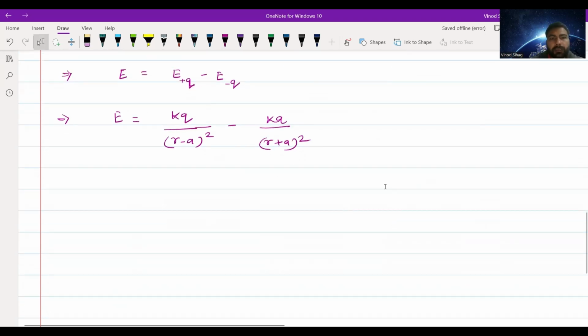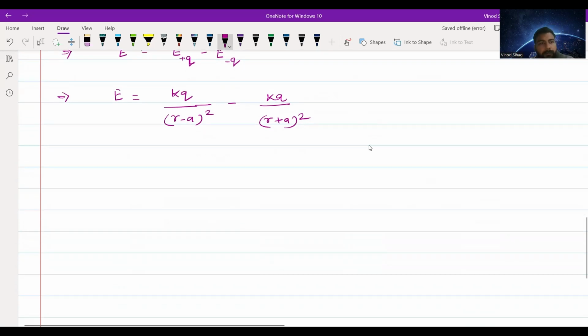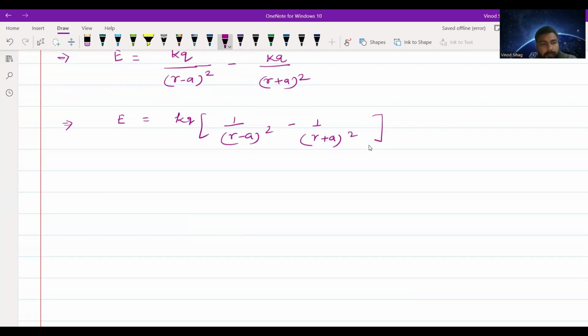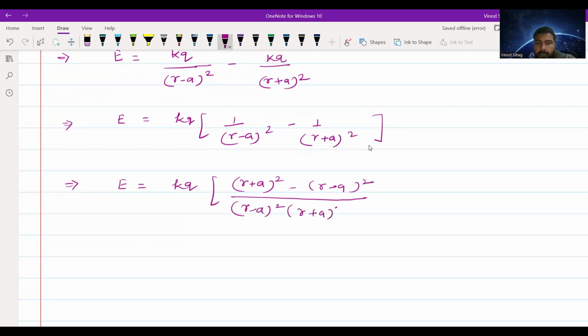Now furthermore we can solve it. So it can be written as E equals KQ, which can be taken as common. So it will be 1 minus R square minus 1 upon R plus A whole square. Okay. Now when we take the LCM, it will become KQ times (R plus A)² minus (R minus A)² divided by (R minus A)² into (R plus A)².